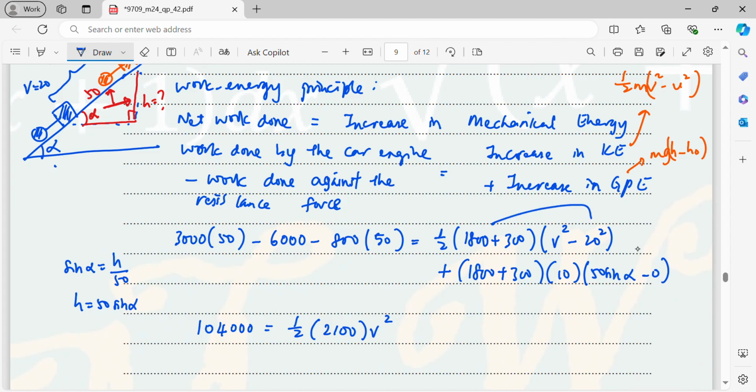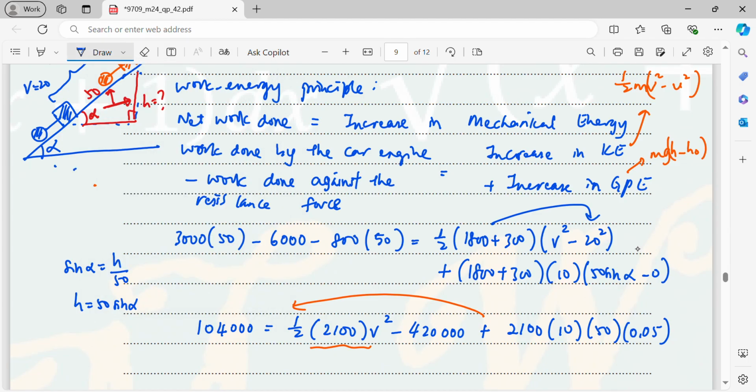Then now here you can just do expansion. So it will be minus 420,000. Then plus, okay, so this is going to be 2100 times 10 times 50. Sine alpha is 0.05. Then to get the v, right, so I will keep this on one side and the rest of the terms will be moved to the other side.